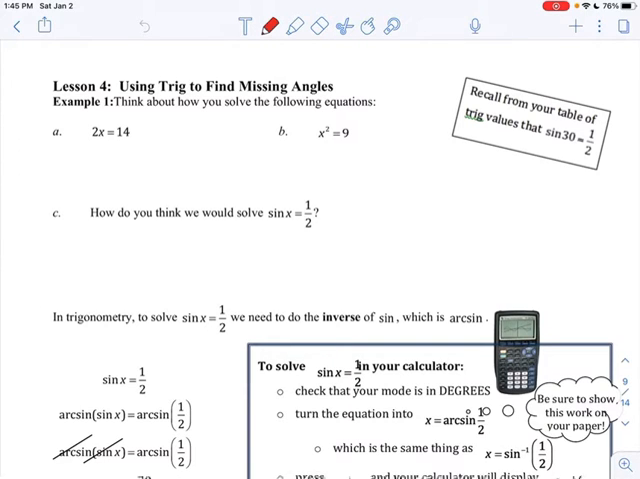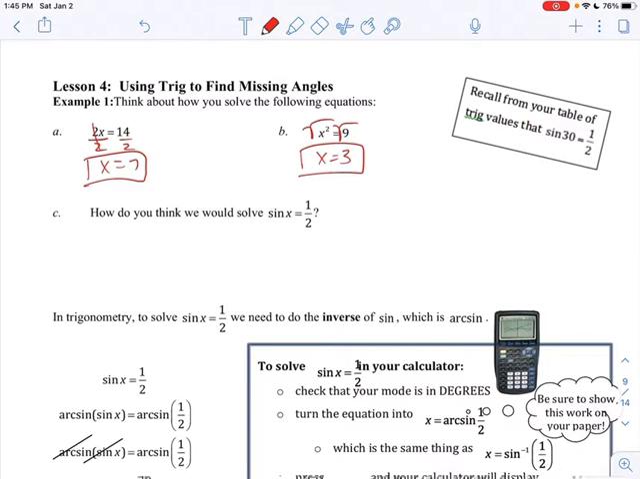I have 2x equals 14. This is 2 times x, so I do the opposite. The opposite of multiplication is to divide, so I divide both sides by 2. And then for b, I have x squared equals 9. The opposite of squared is to take the square root. So I take the square root of both sides to get x by itself, and the square root of 9 is 3.